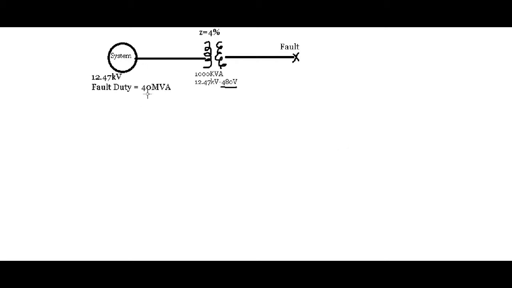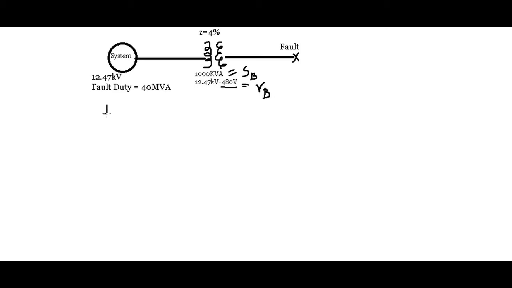So let's first work this problem like this fault duty was not provided, and this would be the infinite bus fault calculation. The first step would be to select your base power and your base voltage. For the base power, I selected the three-phase value of the transformer, S base equals 1000 kVA, and for the voltage, I selected the secondary side transformer voltage because this is where the fault occurred.